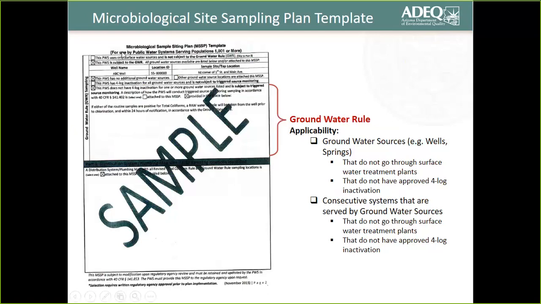So you would explain how you're going to sample if you get a positive. So with the groundwater rule, if a routine sample is positive for total coliform, you take a raw water sample at each of your wells prior to chlorination and within 24 hours of notification from the lab. So that is what you would put in the sampling plan, and you put that over here. And then the last part just asks for a map of your system.